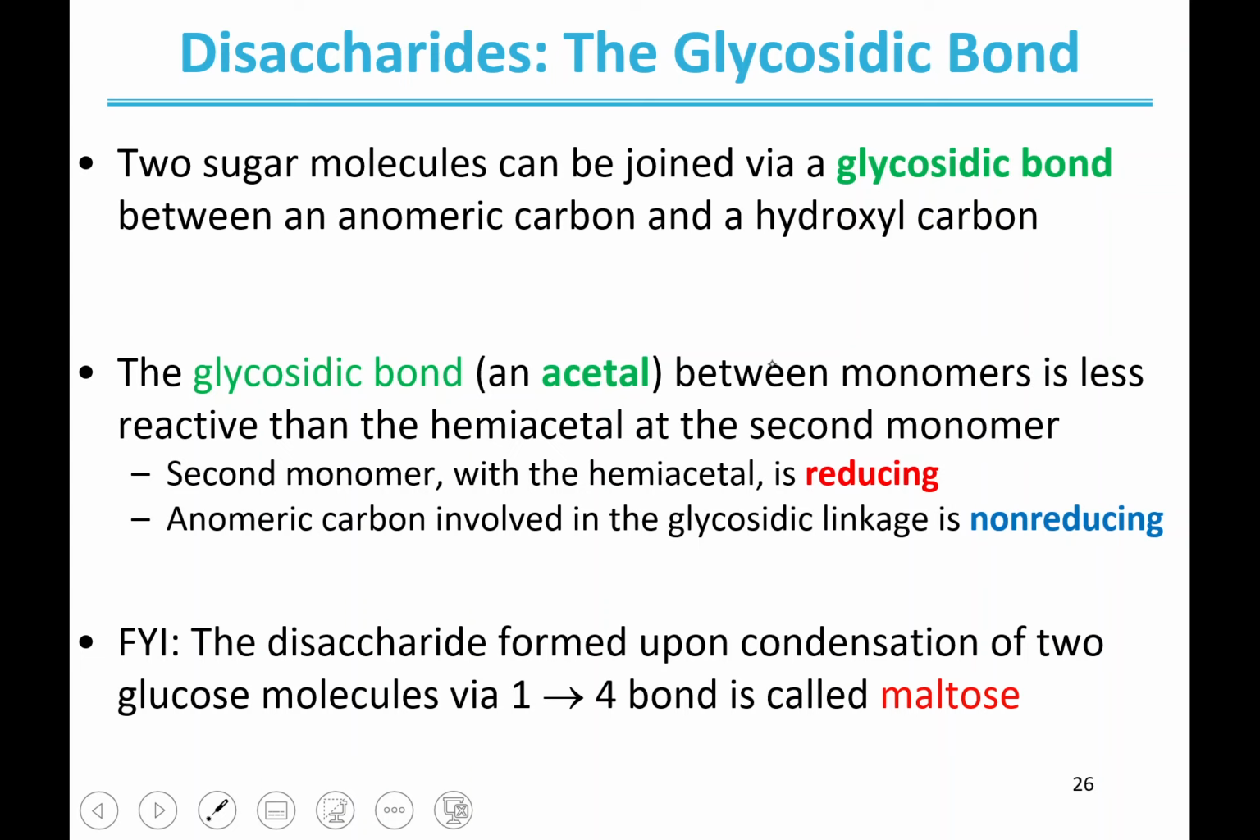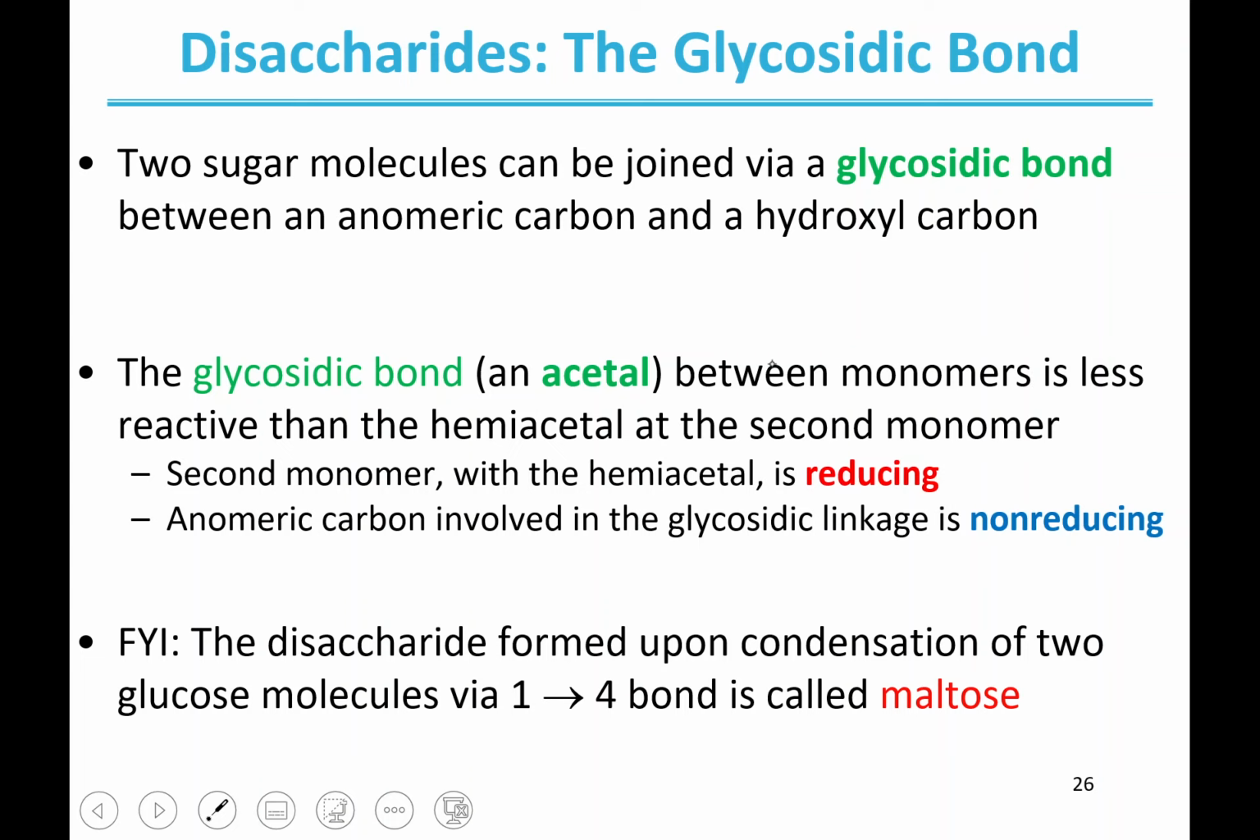Okay. So those are monosaccharides. It gets a little bit more complex when you take 2 monosaccharides and stick them together to form a disaccharide. And you do that via what's known as a glycosidic bond. 2 sugar molecules are joined via a glycosidic bond between an anomeric carbon and a hydroxyl carbon. The glycosidic bond becomes what's known as an acetal, which we showed that functional group earlier on when we were talking about hemiacetals.